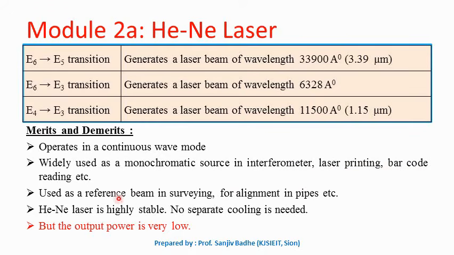laser printing, barcode reading. Also this helium neon laser is useful as a reference beam in surveying for alignment of objects, etc., because it is visible, so it can be used in these applications. It is highly stable, no separate cooling is required, but the disadvantage is output power is low. So this is about the helium neon laser.